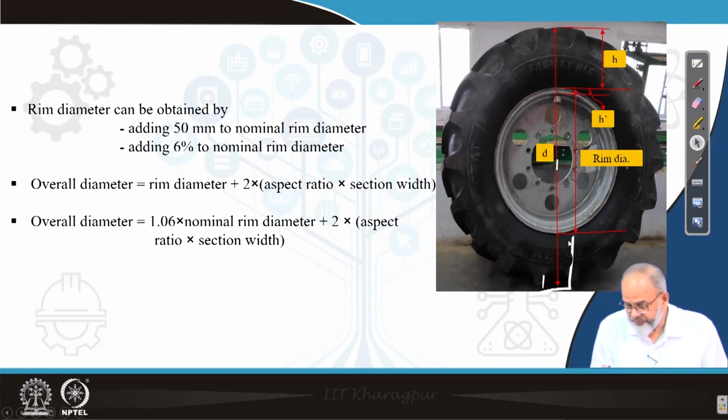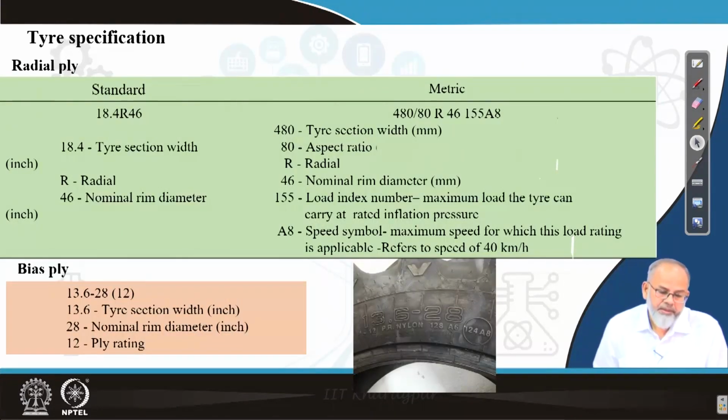If you do not want to do it like this, then you add rim diameter plus twice the product of aspect ratio and section width, because the tire is usually specified by certain numericals. Like if you look at this slide, you can see this tire, if it is a bias ply tire, it is specified by a number like 13.6-28 or 16.9-28. So what does it mean exactly?